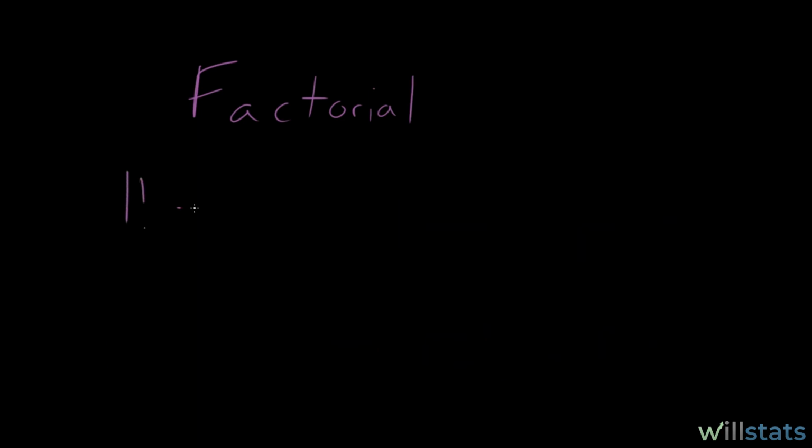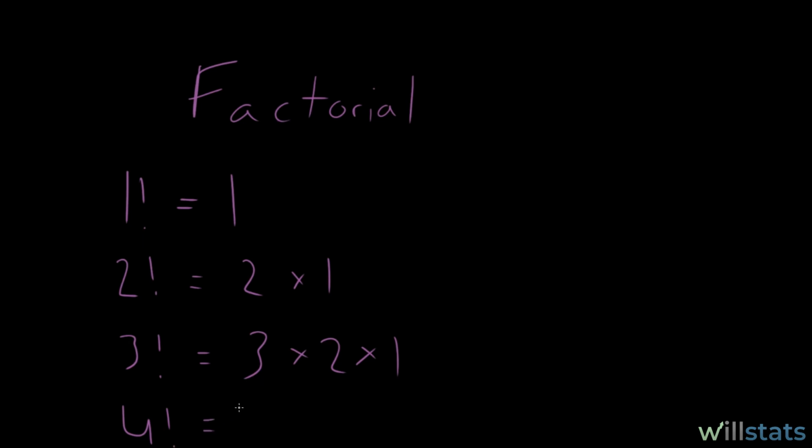Now here's some common factorials. 1 factorial is just 1. 2 factorial is 2 times 1, which is 2. 3 factorial is 3 times 2 times 1, which is 6. And 4 factorial is 4 times 3 times 2 times 1. So there's a real pattern here.